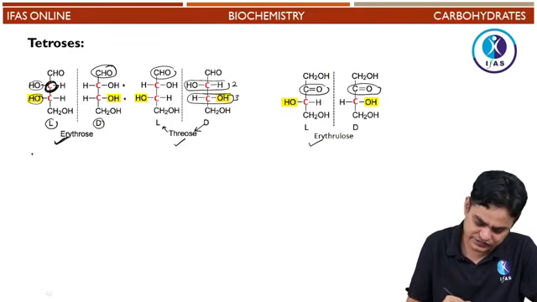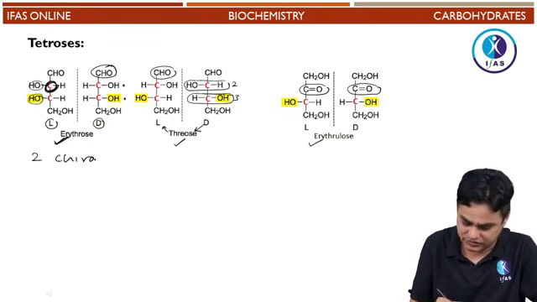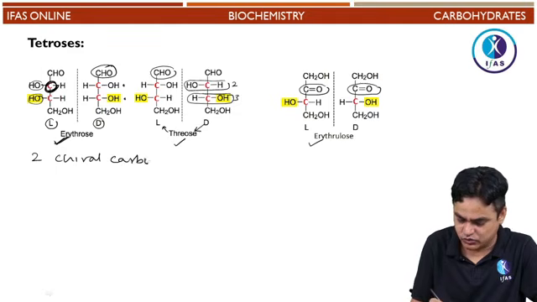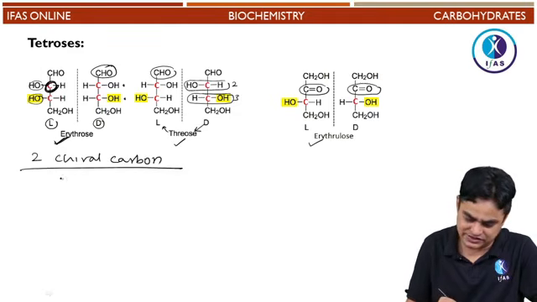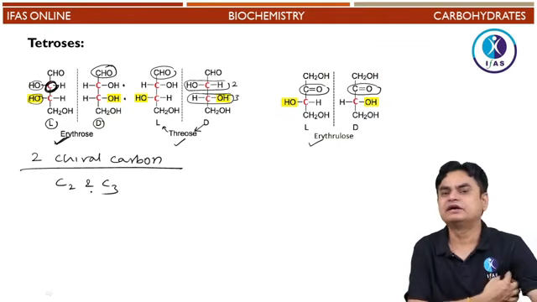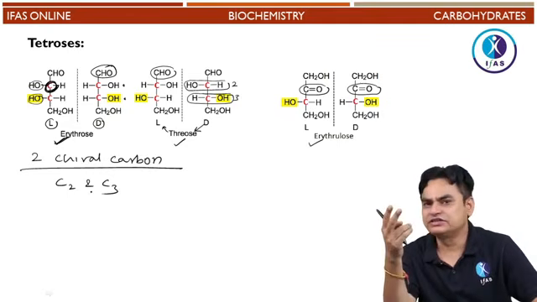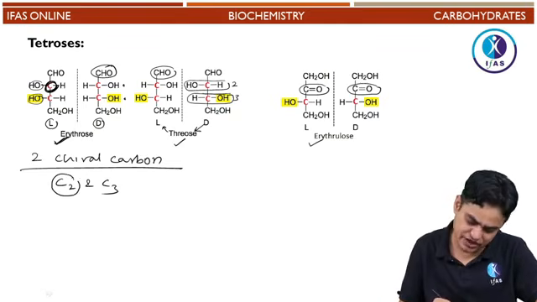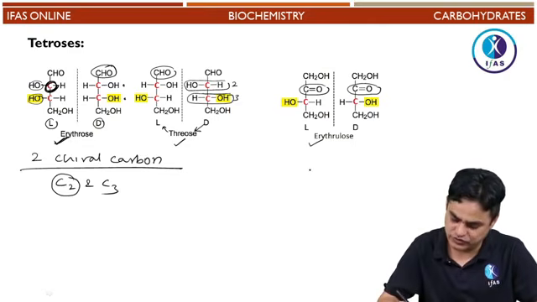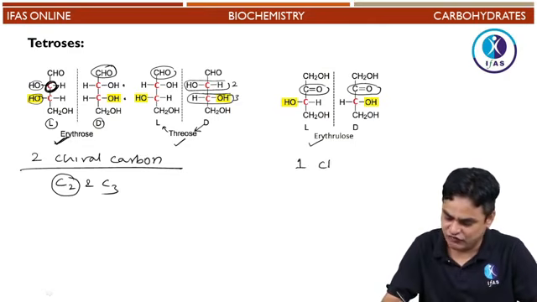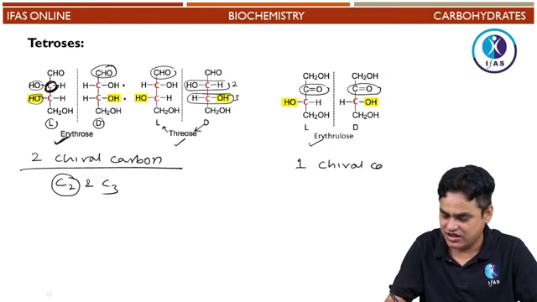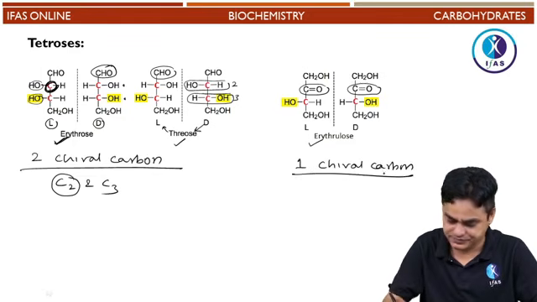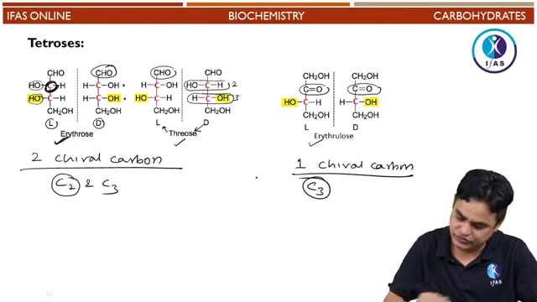Erythrose has 2 chiral carbons, that is carbon 2 and carbon 3. But the ketonic version has 1 chiral carbon less. Why? Because at the second place there is now a ketone group. So it has only 1 chiral carbon, that is carbon 3.